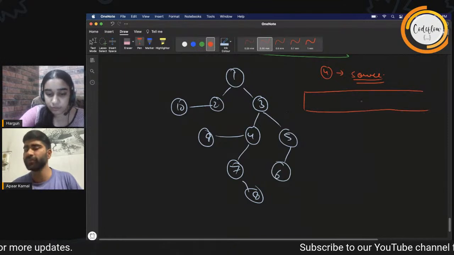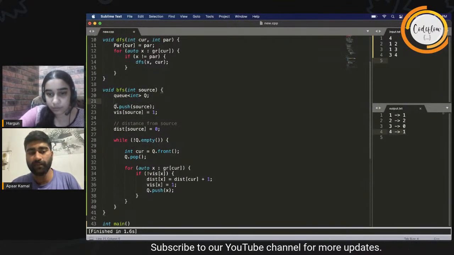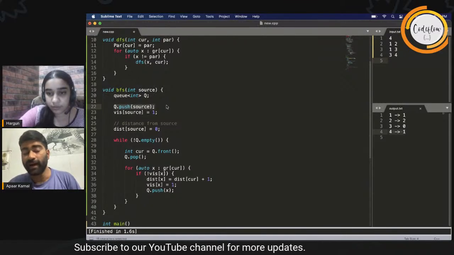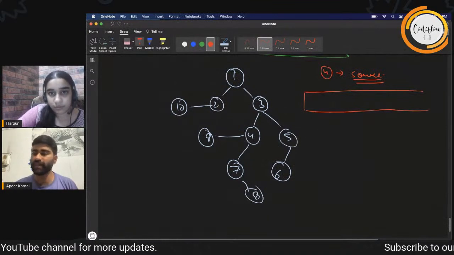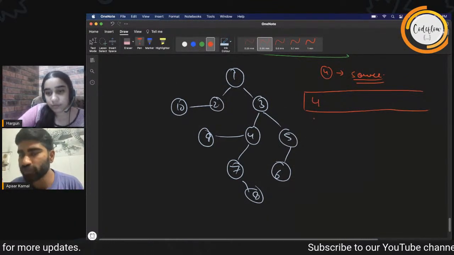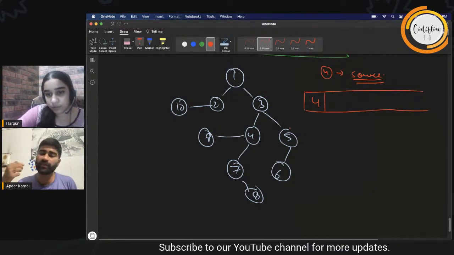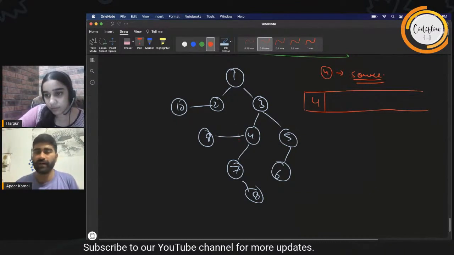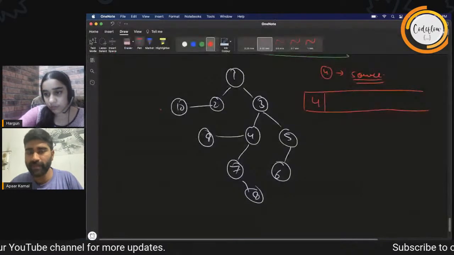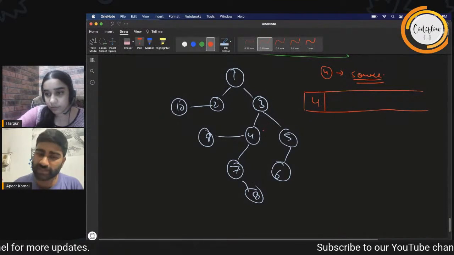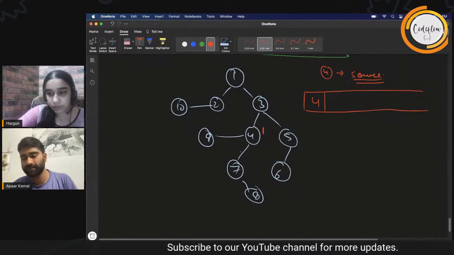So let's say this is a queue structure, and initially what I did was I pushed the source in my queue, right? So I need to start BFS from 4, so I'll push 4 in my queue. Right now the queue has only one node, which is 4. And the second step was I marked 4 as visited. So let's mark it as visited. I'm just writing 1 over here, that means this node is visited.